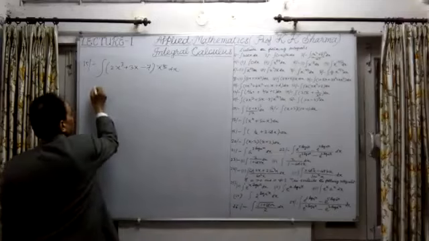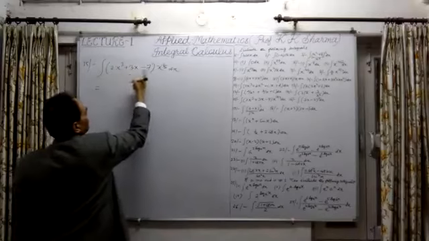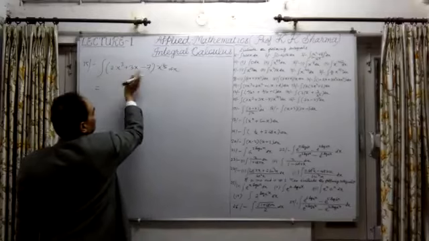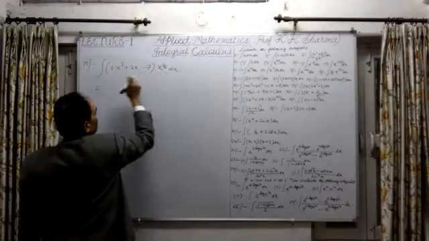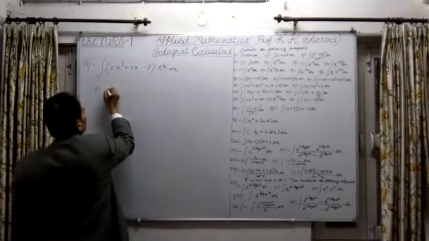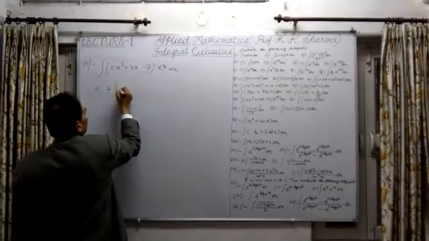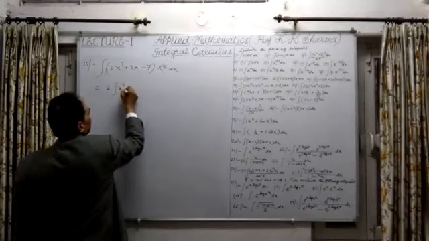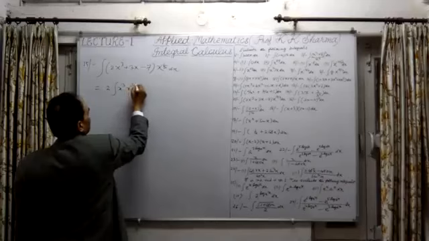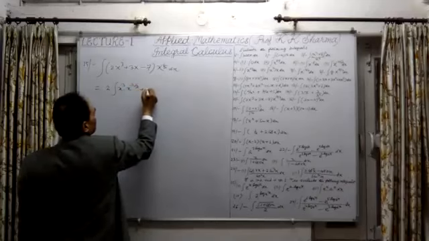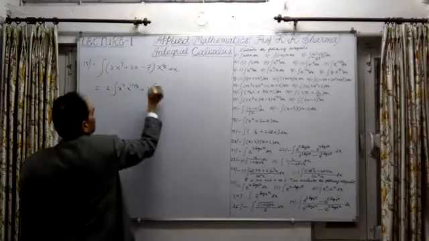Okay, now let me multiply each term or each part of this whole function by x raised to power minus 2 by 3. So it will be twice into integration of x raised to power 3 into x raised to power minus 2 by 3. Okay. Plus 3, let me take constant out.